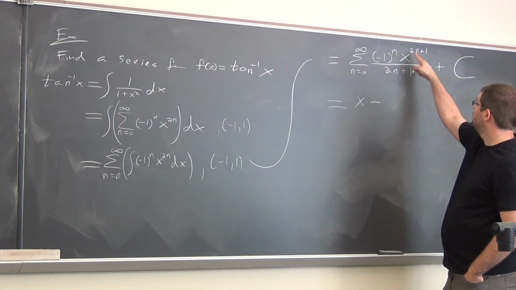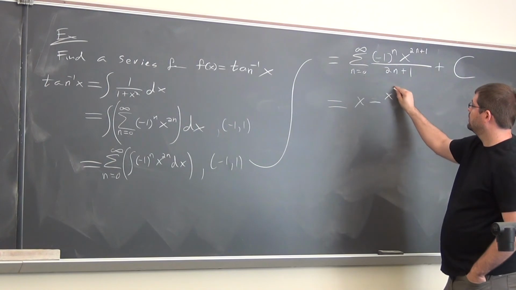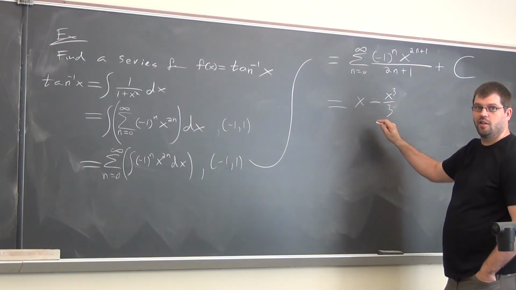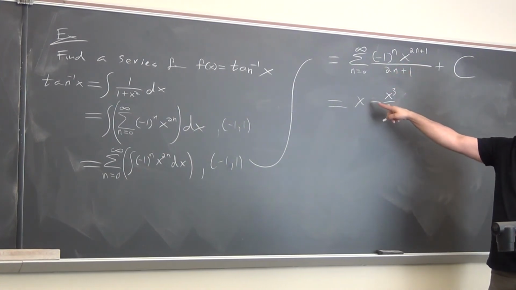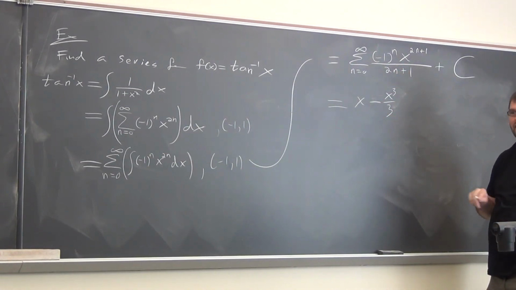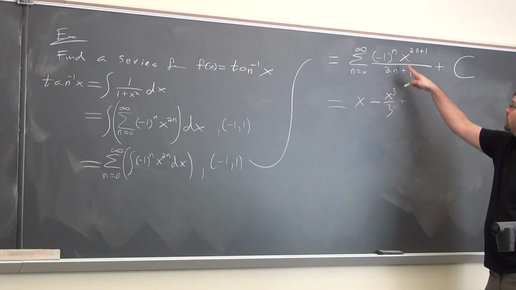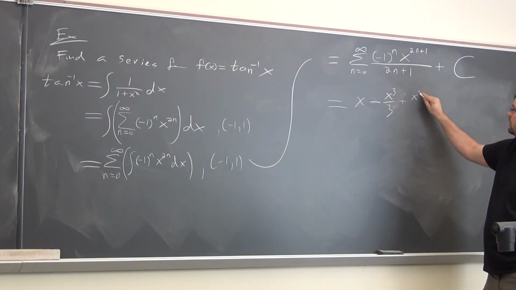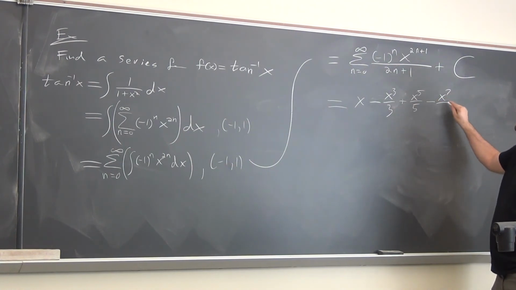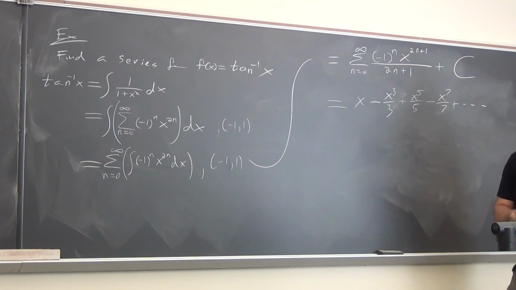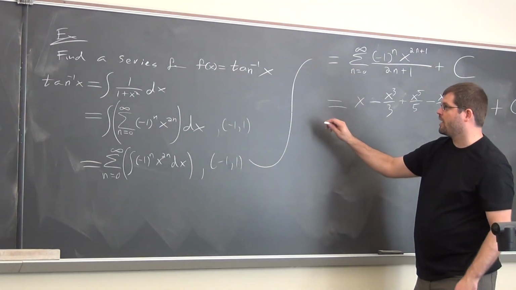Plug in 1, you get negative x to the 3rd over 3. You can remember it this way, but it's easier to see when you expand it out, right? So it's going to flip. What's the next term? It's x to the 5 over 5, then negative x to the 7th over 7, and so on. You can see it'll do that. And then again, plus some big constant, and again, you can now see why that constant's 0.